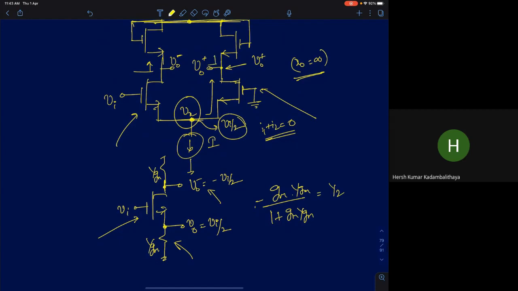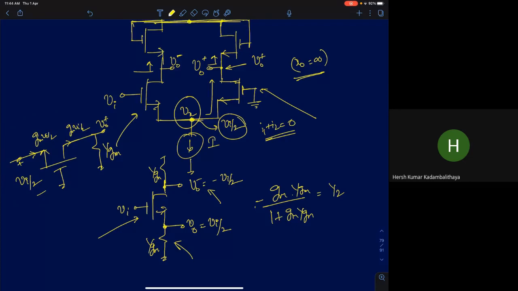I'm just redrawing the circuit here. This is a common gate amplifier with a drain resistance of value 1 by Gm, and we have applied Vi by 2 here. So what will be the voltage gain here? Vo plus. If I apply Vi by 2, you can visualize the current Gm Vi by 2 flowing through this, into 1 by Gm. So we have plus Vi by 2 here.